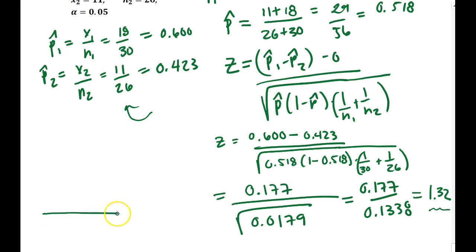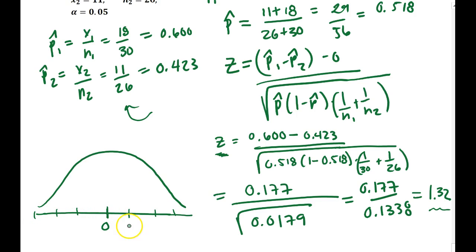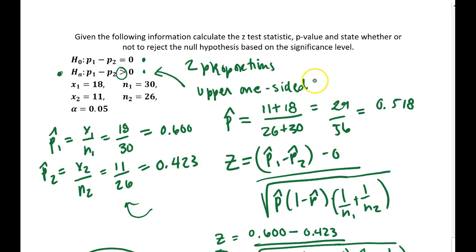Well, I know that a z procedure means that my z-test statistic is going to come from a standard normal distribution, or standard normal table, and that is referred to as z. So we know that this is centered at 0. Most of the data is within 1, 2, and 3 standard deviations from the mean. If I draw in where my test statistic is, it'll be about right here. This is 1.32, and I want to find the area that is greater than 1.32, and the reason why is because we are doing an upper one-sided test.